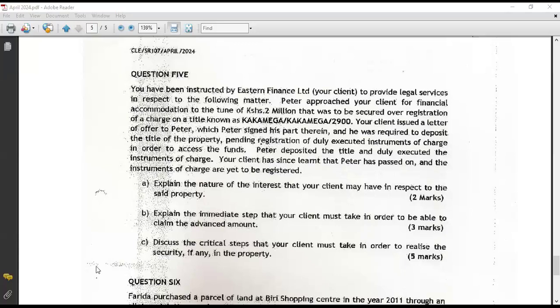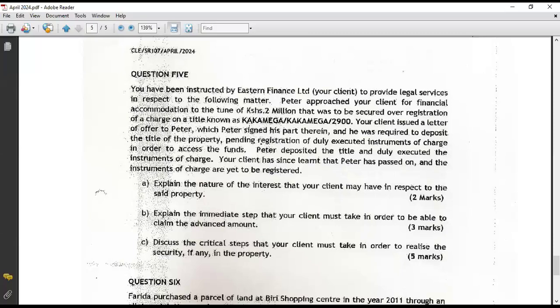So there are several. There are two bits that would need to be considered. Peter has passed away, so you will need to think about how you do that process. It falls within, I think, the process of transmission, and then how you are able to place in the charge. Of course, it depends on whether you are answering A, B, or C.